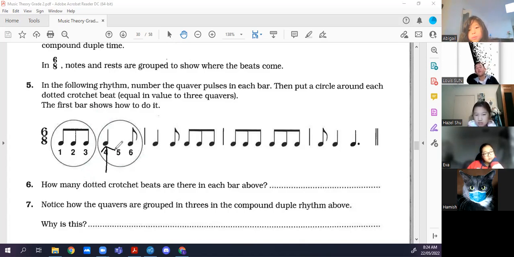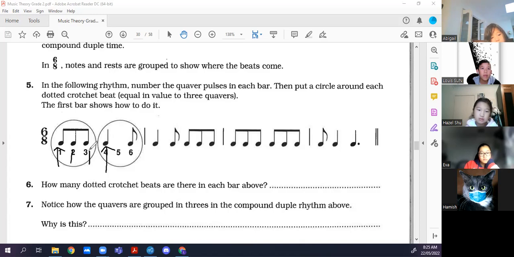So if you recall in grade 1, I taught you how, for example, 4/4 was strong, weak, medium, weak. But in 6/8, it's more like strong, weak, weak, medium, weak, weak. So the first is strong, the 4th is also kind of strong, and the 2nd, the 3rd, the 5th, and the 6th are all weak beats.